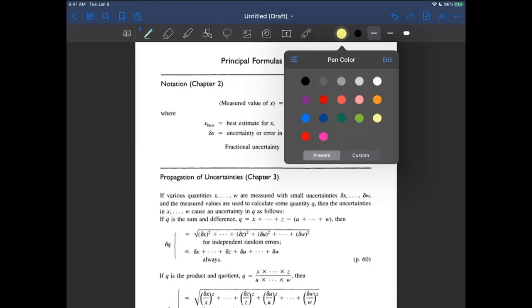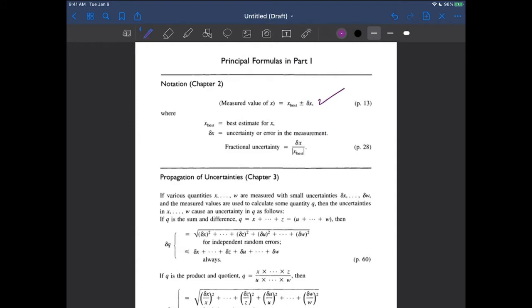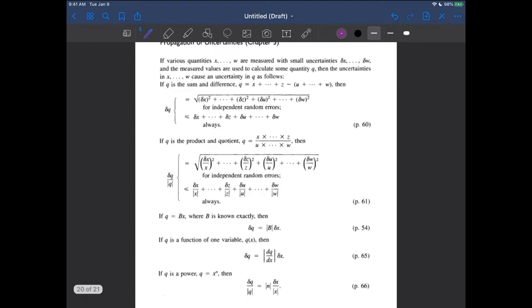It gives you a little bit of setup here, talking about the x best and the uncertainty there. And these are the fractional uncertainties that we see popping up in there. But then the real meat of the formulas comes as we get here. So it's saying that if Q is the sum and difference of a bunch of terms, then here is the uncertainty in Q, given the derived quantity. Just add the uncertainties up or add them in quadrature, either way.